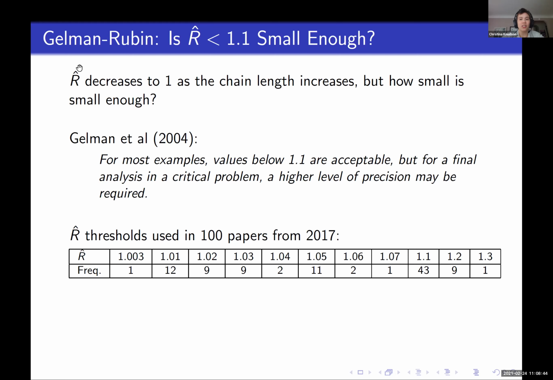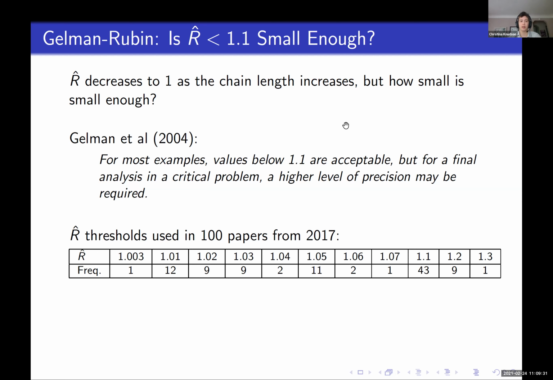Okay, so the big question, of course, is how long is long enough? In other words, how long do we need to let this run in order for R hat to be close enough? How close is close enough? From 2004, Gelman's book with his co-authors, he says, for most examples, values below 1.1 are acceptable, but for a final analysis in a critical problem, a higher level of precision may be required. So we can see that this value 1.1 is provided as kind of guidance. There's no very hard threshold for a more critical problem though.